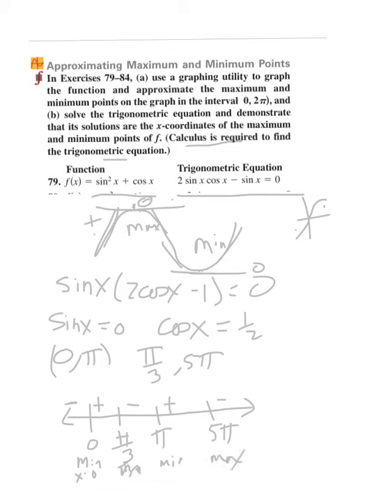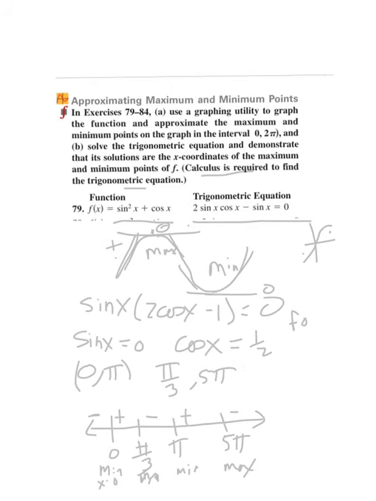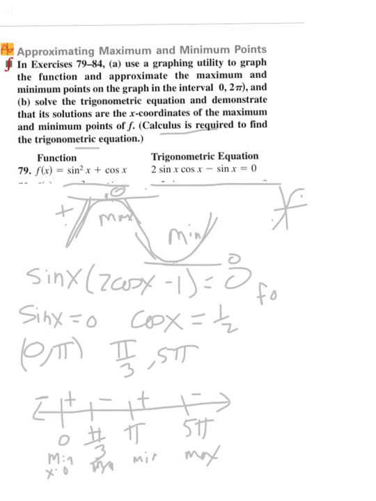Now, the minimum and maximum values are the value of the function. So you'd have to plug those back into the given function. For example, at 0, if you plug 0 into f, f of 0, just to plug it in, would equal 1.